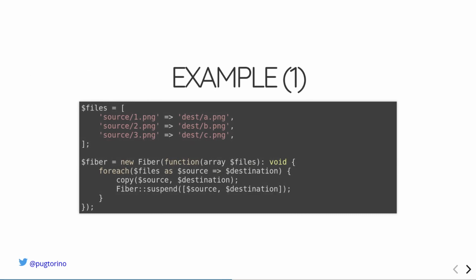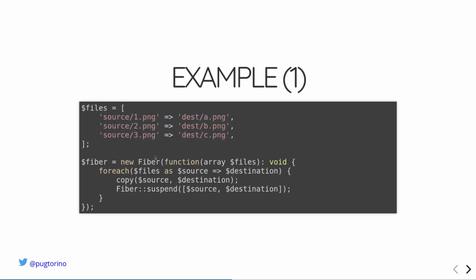Imagine that we want to implement a progress bar to track the copy of multiple files. Imagine you have 100 files and you want to print a progress bar that says, okay, I copied the first 3 files, the first 10 bytes, and so on. So imagine that we have $files, an associative array where the key represents the source of the file, and the value, the destination of the file.